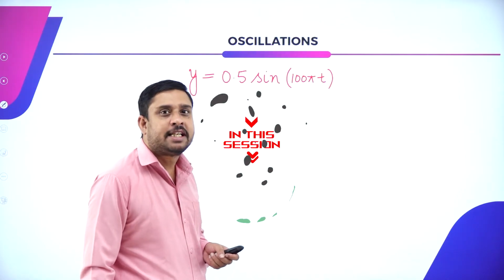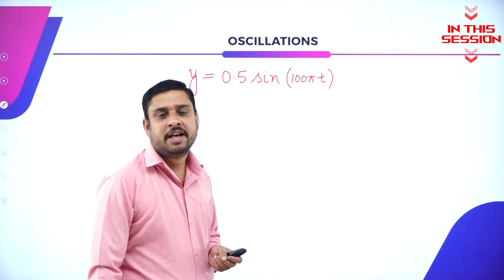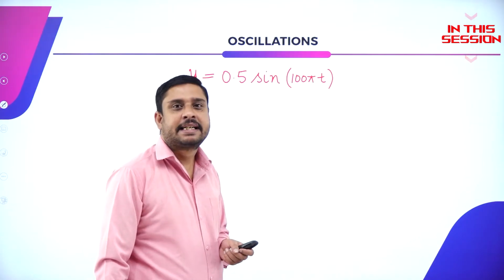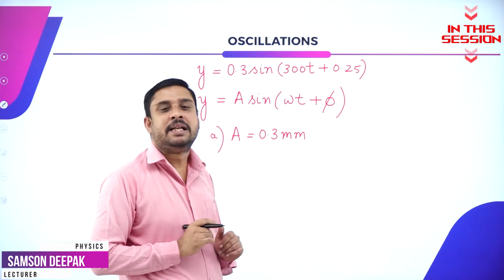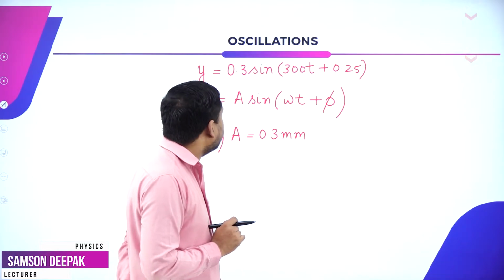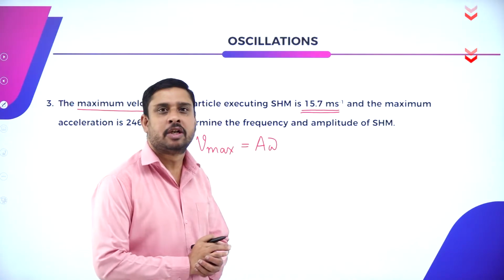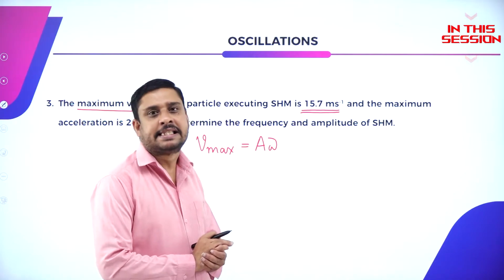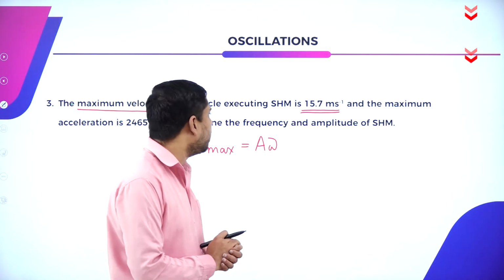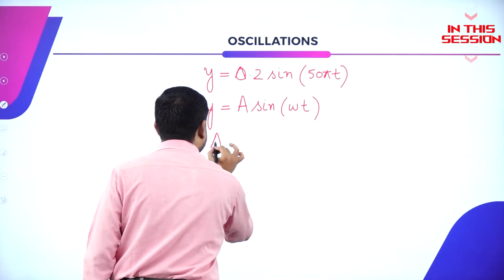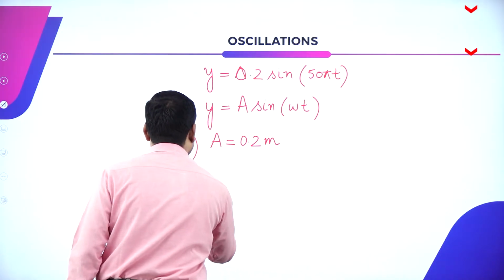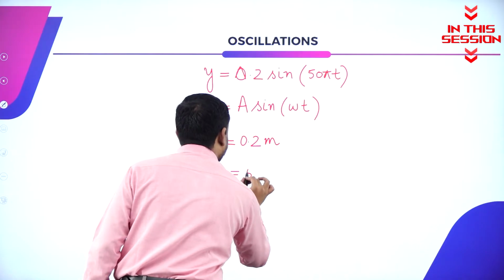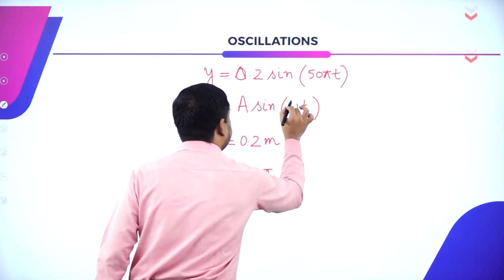What is that I have to calculate? Amplitude, frequency, time period. Why millimeter? Displacement is in millimeter, so amplitude is 0.3 millimeter. Maximum acceleration of a particle executing simple harmonic motion. On comparison, amplitude is 0.2 meter, omega is 50 pi.